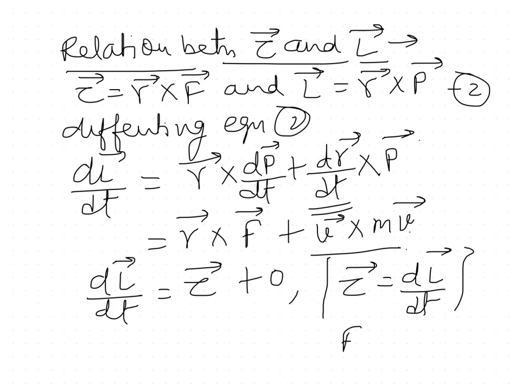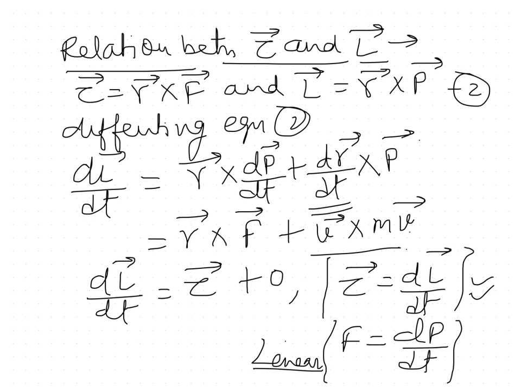This is analogous to the formula F equal to dp by dt. So that is the formula for linear motion, and the other one is for rotational motion. So that is the analogous of the mathematical form of the second law of motion. So that is our angular momentum.